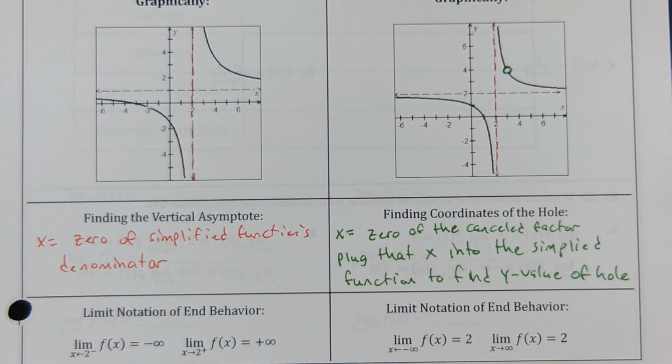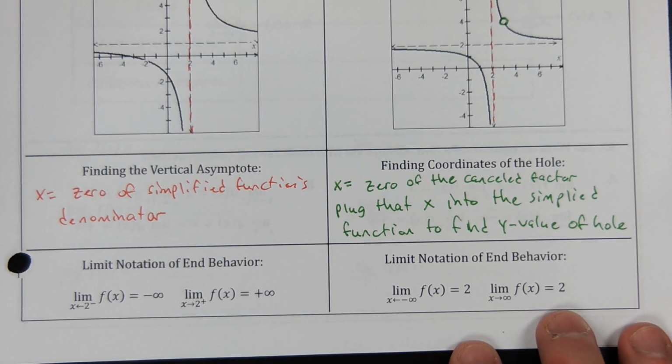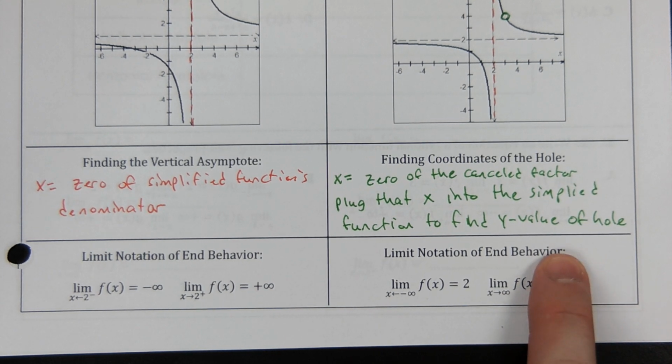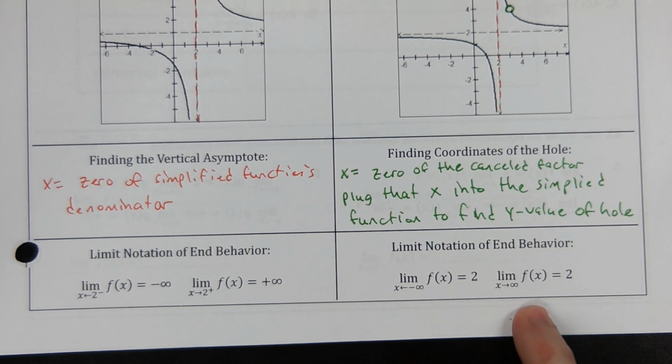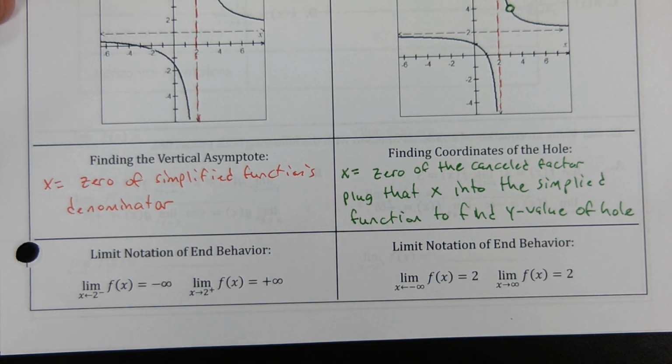Limit notation of end behavior. Well, that's actually a typo, because limit notation of end behavior is here. By definition, end behavior is what's happening when x is getting outrageous. So this isn't supposed to say end behavior. This is supposed to say asymptotic behavior. Limit notation for asymptotic behavior.